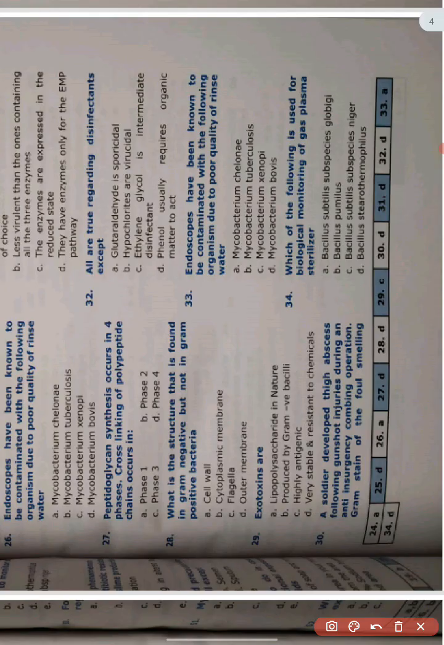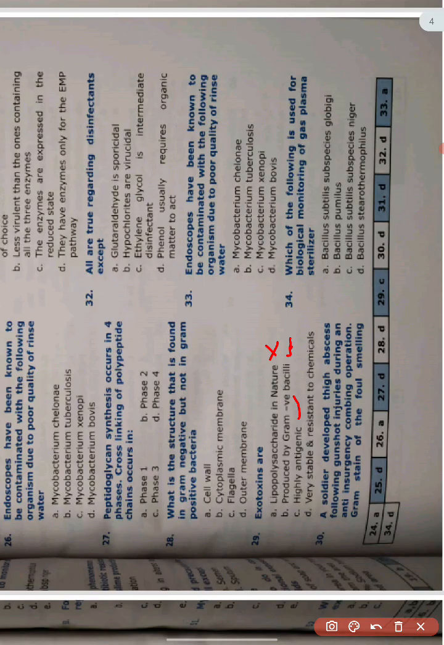Okay, fine. So gram-negative bacteria has a special structure, that is outer membrane. Okay, exotoxins. So exotoxins are lipopolysaccharide in nature. No, produced by gram-negative bacilli. It is produced by both. Highly antigenic, yes. It is very stable and resistant to chemicals. No, it is not very stable. You can detoxify it.